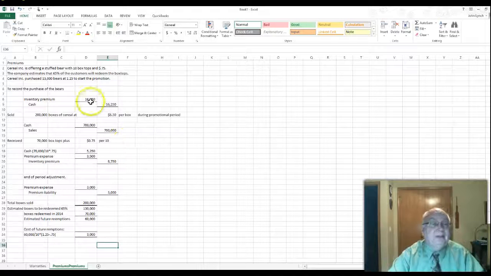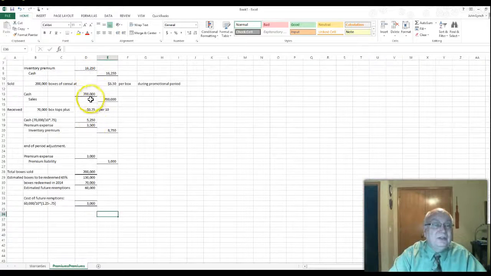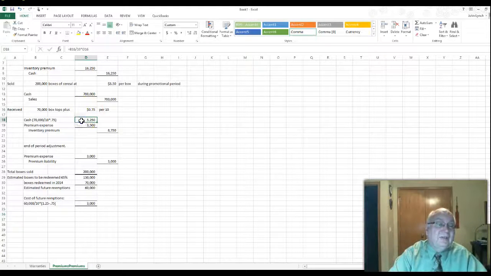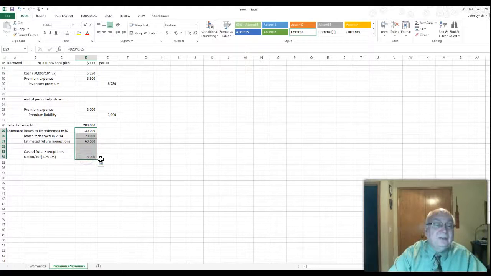So again, this is just arbitrary. They'll tell you how many we purchased, and the cost, and you do the journal entries for that. 75 cents is what they had to pay us, and so that's where the cash came from, divided by 10, because you don't get 75 cents per box top, you get 75 cents per order, and it's 10 box tops per order. And then your journal entry would be cash, premium expense, and inventory premium. And down here, what you need to calculate is how many are going to come in yet, and what your future cost is going to be. Okay, so that should take care of premiums.